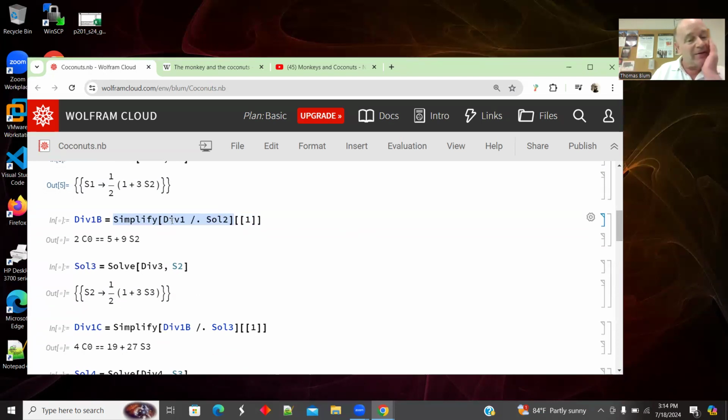I'm doing three things here, so it's a little notationally hairy. I have div1 slash dot sol2. That is me substituting the solution I just found for the second equation in terms of S1. I'm substituting S1 where I find it in div1, the first equation. I am going to simplify that.